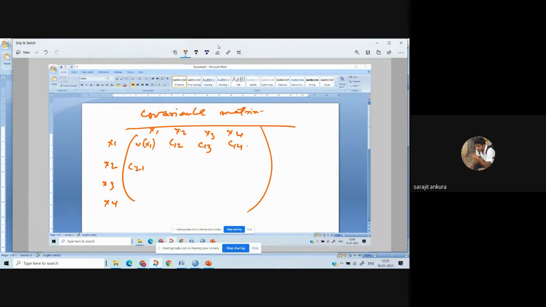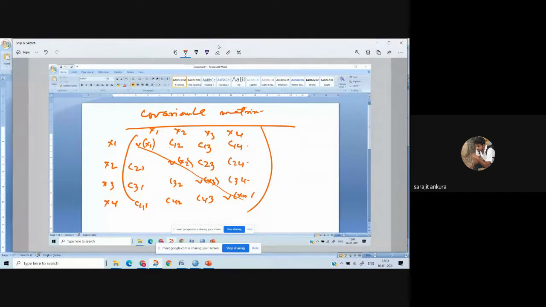These are the same. This is the variance of x2. This is C23, C24, C31, C32, variance of x3, C34. This is C41, C42, C43, and variance of x4. Just think, diagonals are called the variances, and off diagonals are called the covariances.